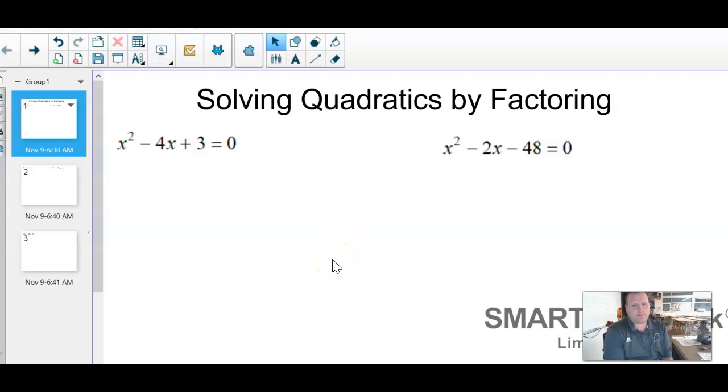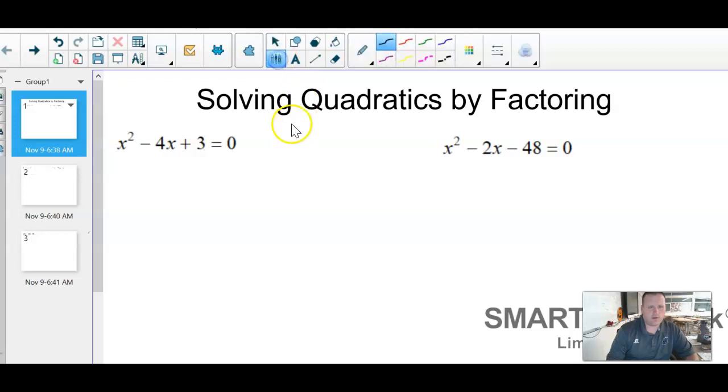All right, we're looking at solving quadratics by factoring today. Really, this is a bunch of ideas that we've already learned, kind of combined together. You have got to be able to factor, but solving quadratics by factoring is probably one of the quicker ways to solve these things.